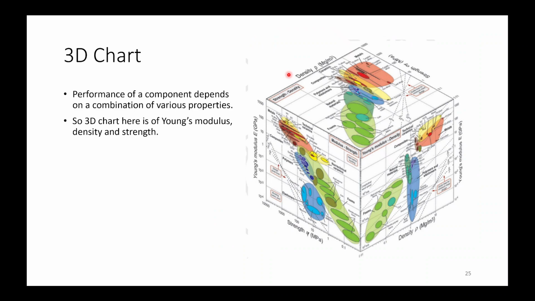3D chart. So the performance of a component depends on a combination of various properties. So the 3D chart here is of Young's modulus, density and strength. So for 3 properties also it can be drawn.